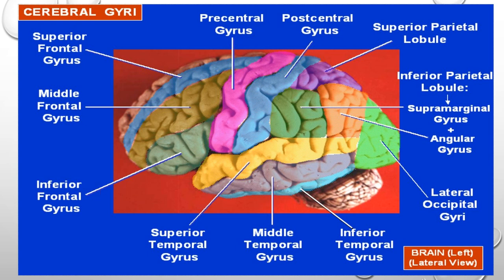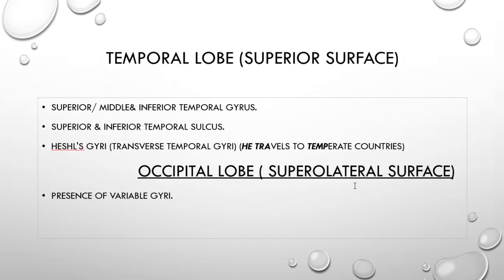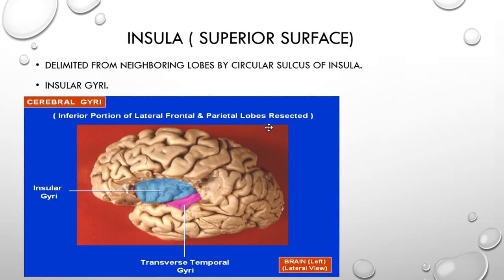Next is the superior lateral surface of the occipital lobe. There are only variable gyri present. Then the insula. The insula is delimited from the neighboring lobes by the circular sulcus of the insula, and it contains the insular gyri. Here we can see the insular gyri.